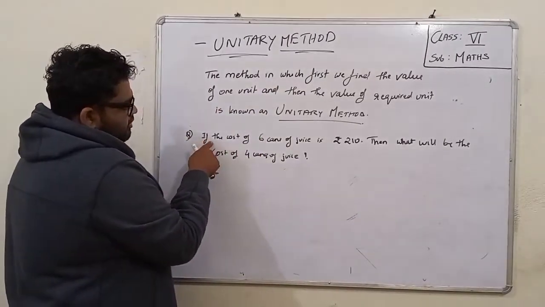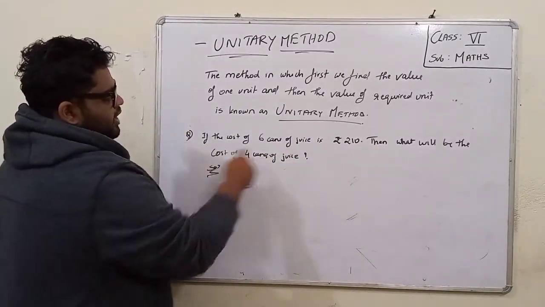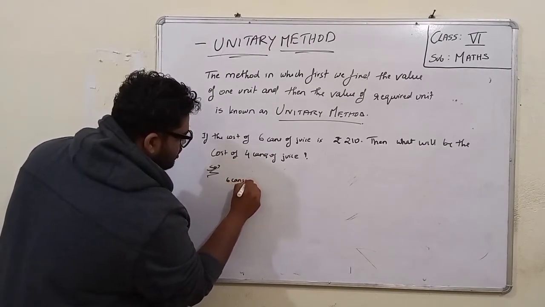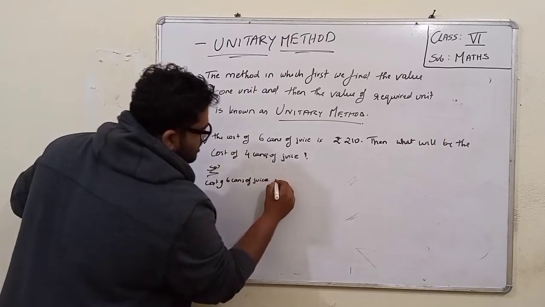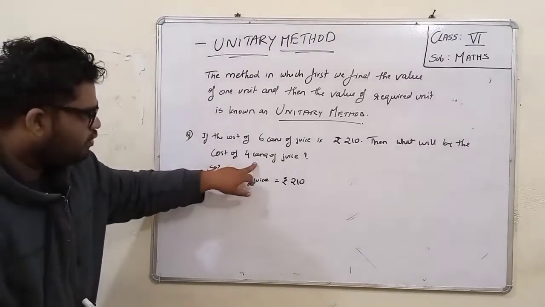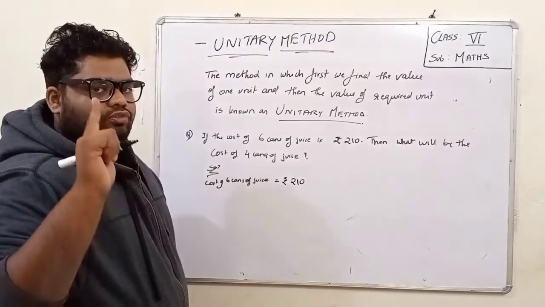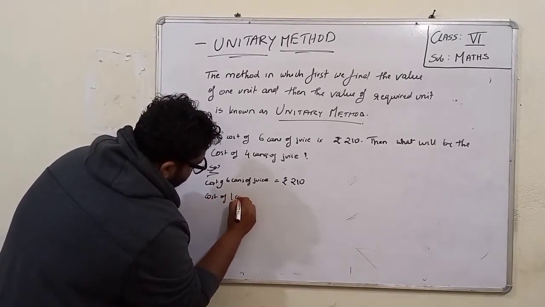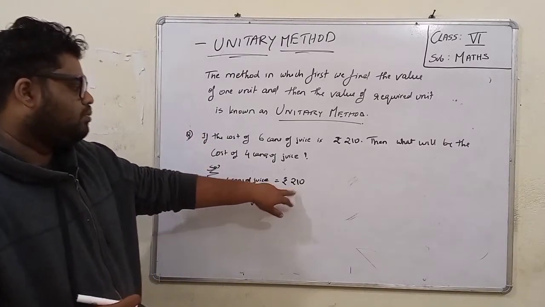Now, the question is, if the cost of 6 cans of juice is 210, then what would be the cost of 4 cans of juice? So we know that the cost of 6 cans of juice is ₹210, right? Now we have to find 4 cans of juice. What is the cost of 4 cans of juice? But first we have to know what is the rate of 1 can of juice. So finding that, the cost of 1 can of juice. How can we find 1 can of juice? By dividing 210 by 6.